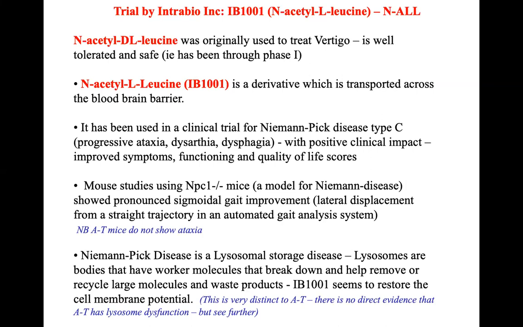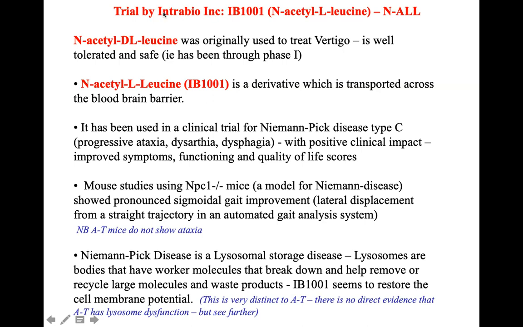Okay, so the second trial that I'm going to talk about is by a company called IntraBio. And this talk was given to us by Taylor Fields from IntraBio. And it's about a drug called IB1001. Now, N-acetyl-DL-leucine was a drug originally used to treat vertigo. It was known to be well tolerated and safe, so it had been through phase 1 trials, and it had some benefits for treating vertigo.